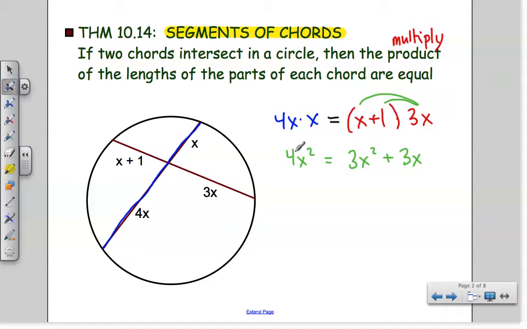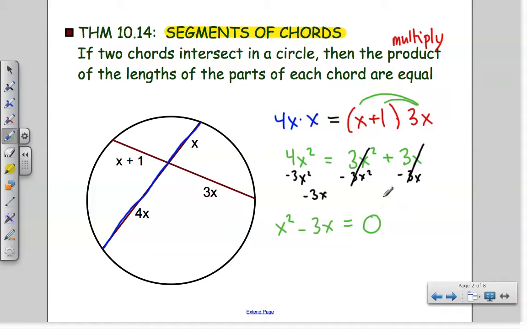So I'm going to subtract 3x squared from the 4x squared to move it to the other side. Again, we're trying to get equal to 0, so I'm also going to subtract 3x so that there's nothing on the right-hand side, it's just 0. And 4x squared minus 3x squared is just 1x squared. I also subtracted 3x on this side. And now this equals 0.